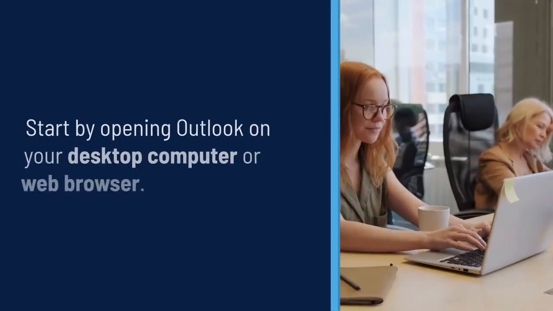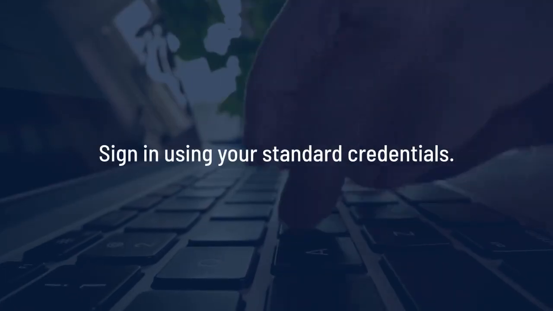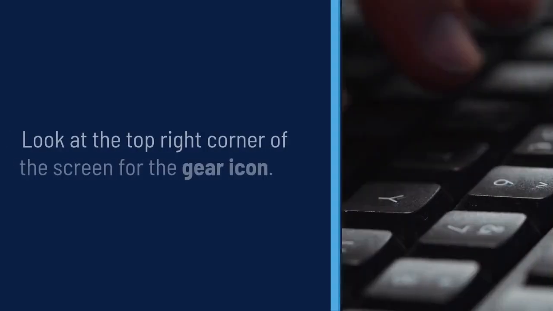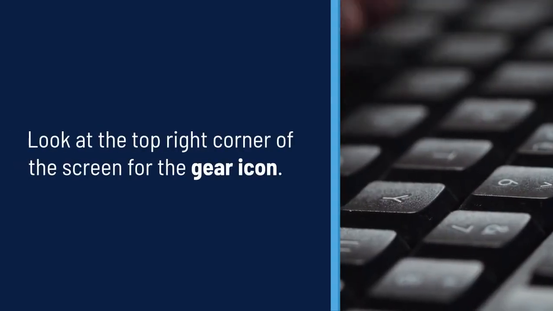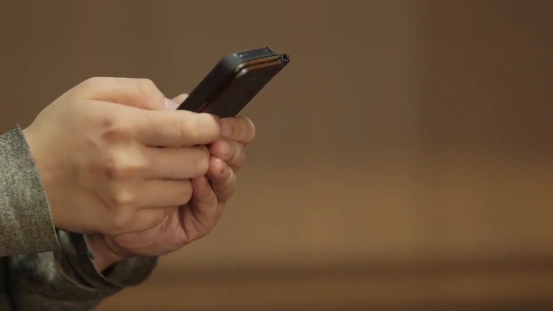To find it, start by opening Outlook on your desktop computer or web browser. Sign into your account using your standard credentials. Look at the top right corner of the screen for the gear icon representing your settings. Click this icon to open the settings menu.